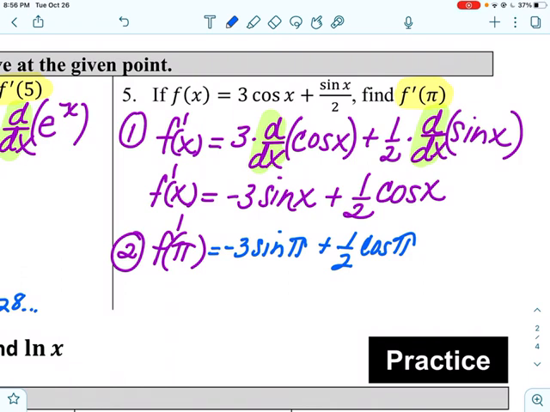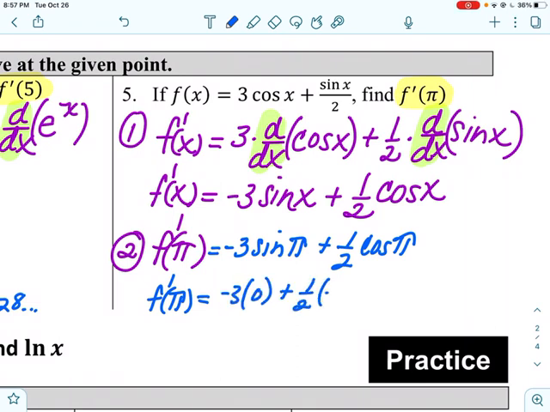So our trig function values at that time, f prime of pi, then would be negative 3 times 0 plus 1/2 times negative 1. And so we end up with 0 minus 1/2. So our final answer then, f prime of pi, is a value, and that is negative 1/2.